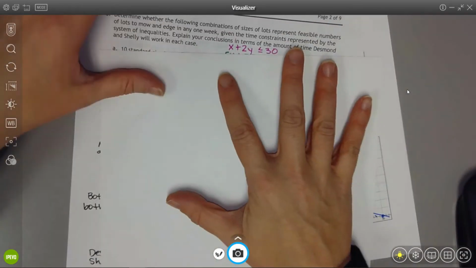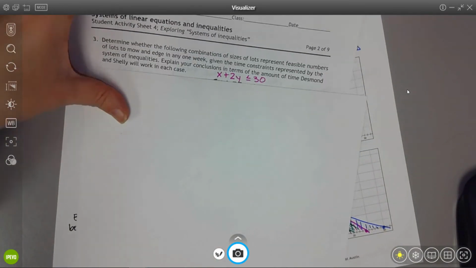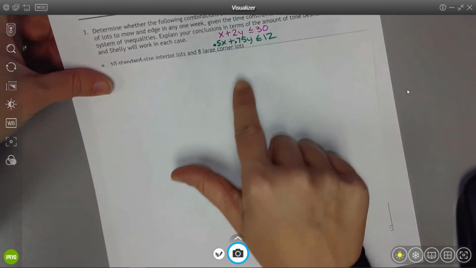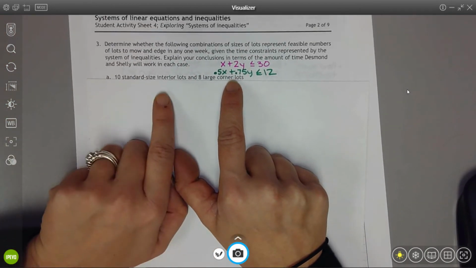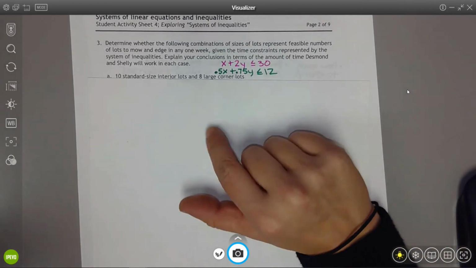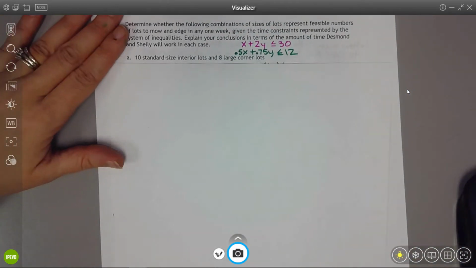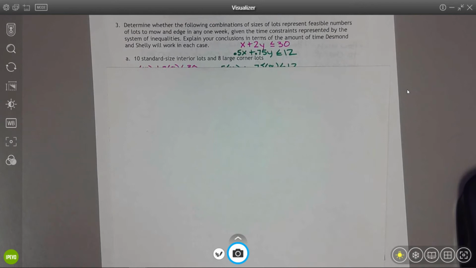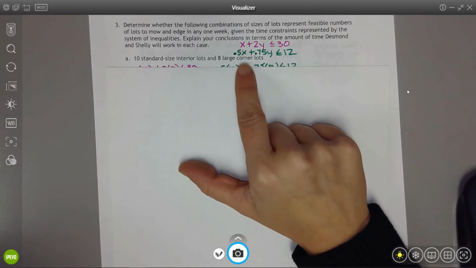Question 3. I went ahead and wrote this. I also changed these to decimals because I feel like you guys might be a little bit better with that. So we have to look at these different combinations and what may or may not work. The first option: what if we mowed 10 standard size lots, those are our X's, and 8 large corner lots, those are our Y's.